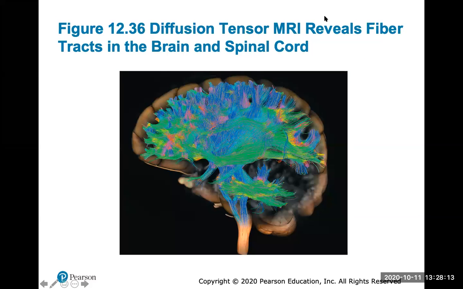This is just showing a really cool view of where these pathways would go or originate. This is a diffusion tensor magnetic resonance image that reveals fiber tracts in the brain and spinal cord, which is just a fascinating picture. It's nice to see this in real life, to know that no one just made this up. These are actually the tracts and fibers of the neurons traveling to and from your brain. So kind of cool to see there.